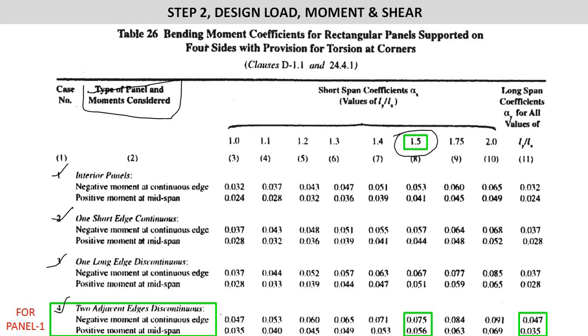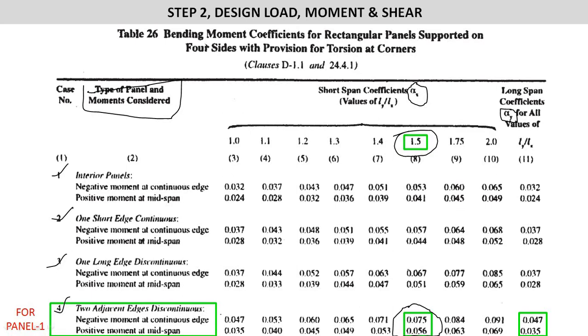Negative moment at continuous edge, positive moment at middle of span. So the negative moment is at the edge and the positive is at the middle span. Similarly, you can read the other cases, but for panel number 1, case number 4 is suitable, so we will use case number 4 and see the row and column. For column number 8 and case number 4, we have obtained the value. This value shows alpha x, and this value shows alpha y.